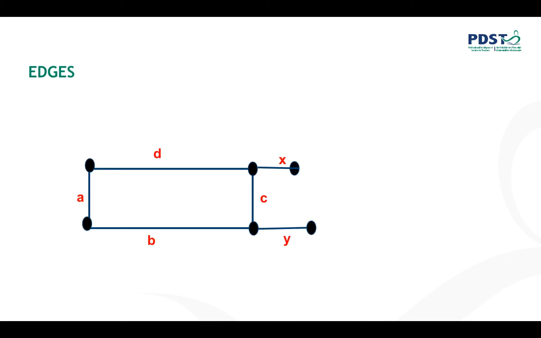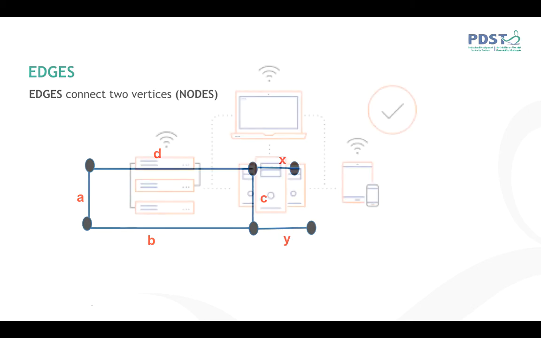Right, let's have a look at the edges. So edges are the links between nodes. So edges connect 2 vertices or 2 nodes, and you can see that they're denoted with a lowercase letter. So nodes, uppercase letter, edges, lowercase letter.